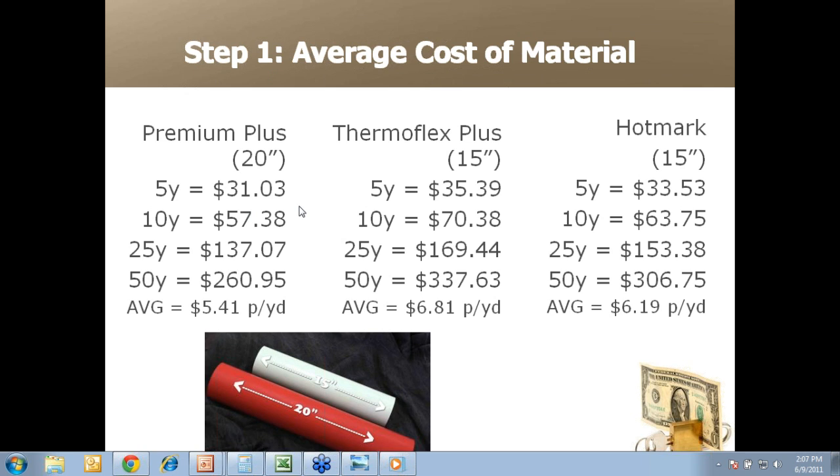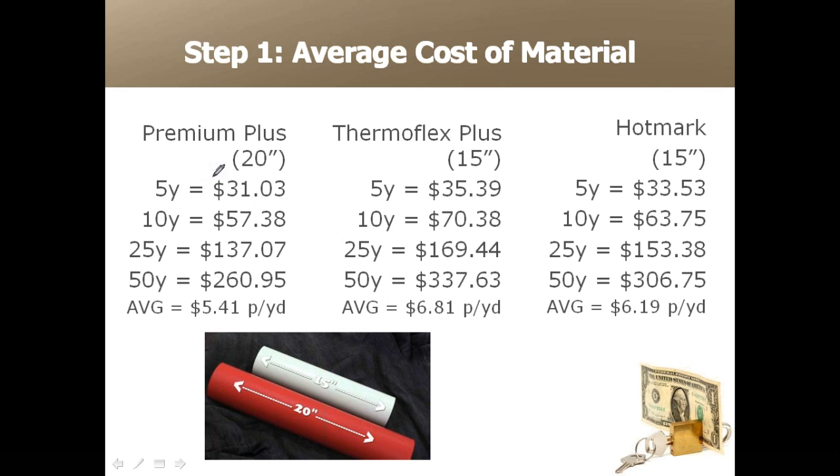Now, you can read more about that on our website, but we're just going to go with the basic list price and pretend like there's no trade discount for our calculations here. And you can see a 20-inch by 5-yard roll is $31, a 10-yard roll is $57, $137, all the way down. So basically what we've done is we've taken all of these costs from a 5-yard up to a 50-yard roll for the roll prices, and we've added them all together.